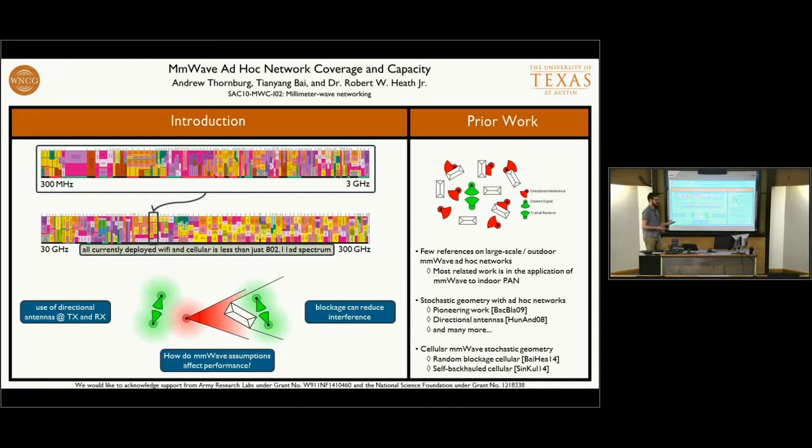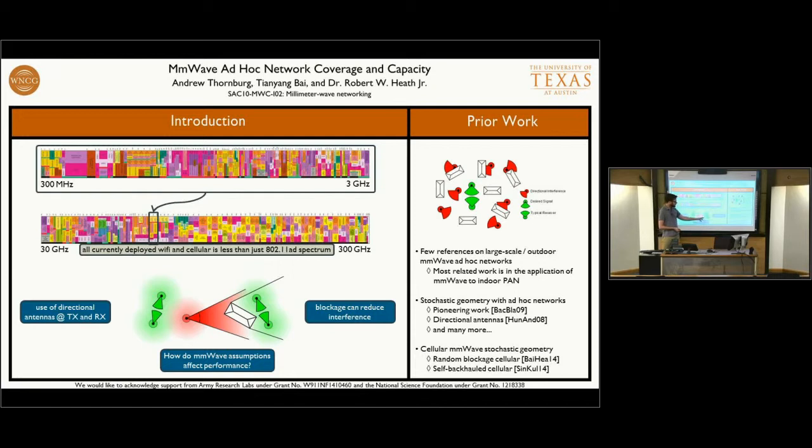So there's two main differences with millimeter wave networks as compared to lower frequency UHF networks. First is that the use of directional antennas is almost required at the transmitter and the receiver. Because of the shrinking antenna size, large antenna arrays will be used at millimeter wave frequencies, which result in these very directional pencil beam antenna patterns.